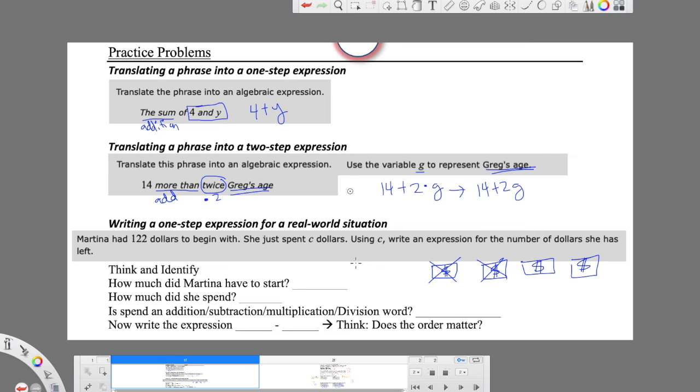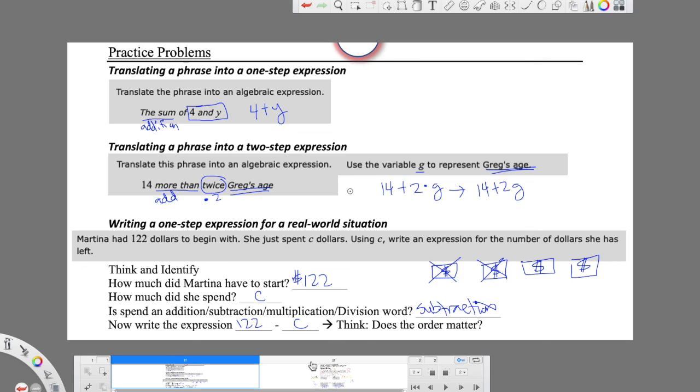Using c, we're going to write an expression for the number of dollars that she has left. So let's identify. What did she start with? She started with $122. And how much did she spend? We don't specifically know, but we know the variable they're using, which is c. Is spend an addition, subtraction, multiplication, or division word? It's definitely a subtraction word. If I spend money, then I no longer have that money. It's gone, went to somebody else. So now we write the expression, what she started with and what she spent: 122 minus c.